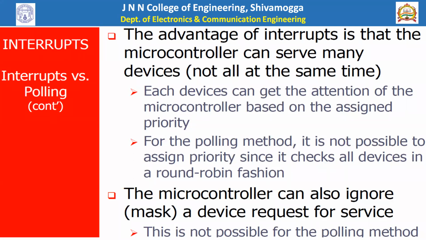The microcontroller can also mask the device requesting service. This is not possible in polling. Suppose the microcontroller is not interested in serving; then it can mask the device so that the device cannot interrupt at all. Such a facility is not possible in the polling method.